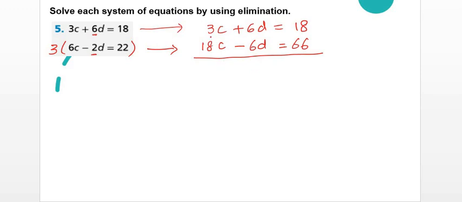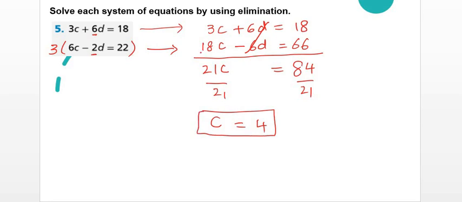It will give us 18 plus 3 will be 21c. These two will be cancelled. Their answer is 0, and here it will be 84, right? Now to get the value of c, we have to divide this side by 21 and we have to divide this side by 21. So c will be 4. So we got the value of c. This is step 1, right? To equate the coefficients. This is step 2, to eliminate one of the variables, the one that has equal coefficients.